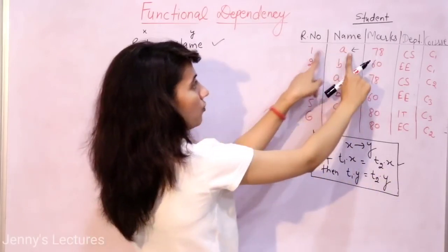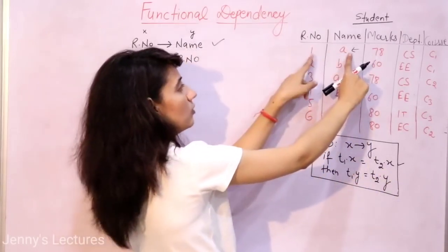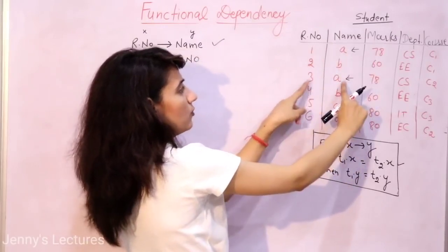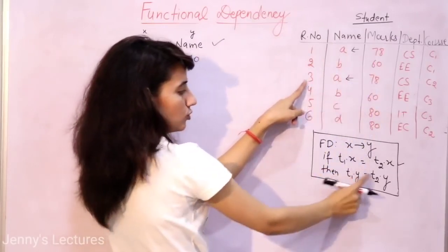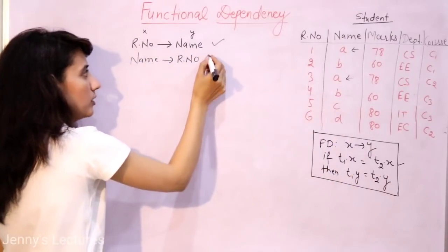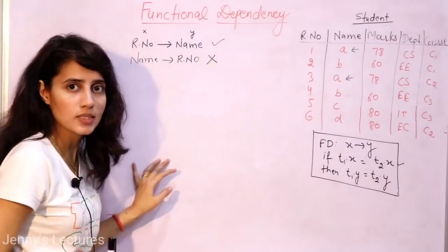Now check value of y. Here y is roll number, right? It is 1. For this tuple value of y is 3. So this is not true. It means this is not a functional dependency.